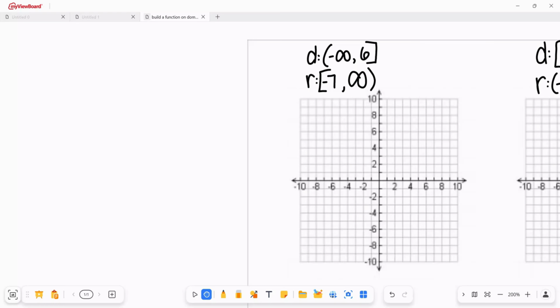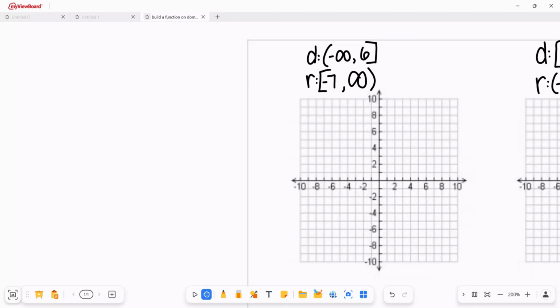All right, so here is how to build a graph based off of key features. The main key features that we've been talking about are domain and range. So that's primarily what we're going to focus on. But I'm going to throw in a little bit extra too, on if they were to say, hey, it needs to use this x-intercept or this y-intercept, how you could adjust for that as well.